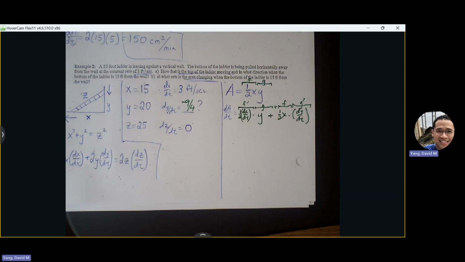Okay. That's the hard part, getting to the derivative. Now we're just plugging everything in. We have everything from part A to insert, right? This is at the same moment in time as part A, at the moment when the bottom of the ladder is 15 feet from the wall. So replace your x with 15, your y with 20, your dx/dt with 3, and your dy/dt with -9/4, and we can find dA/dt.